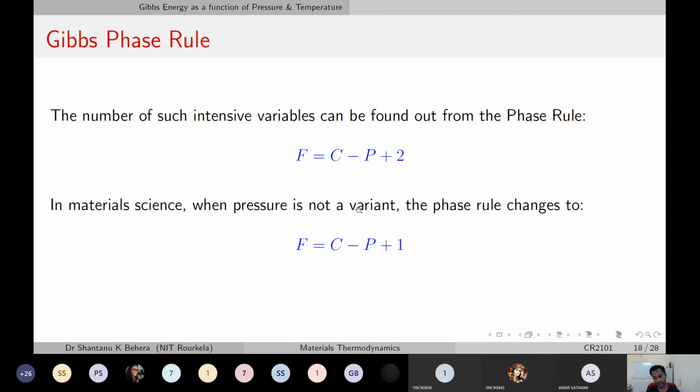And just a little variant from that is, when pressure has no effect on your systems, then it's simply F equals C minus P plus 1. Or you can simply say that F plus P is C plus 2. The number of phases and number of degrees of freedom is equivalent to the number of components you have plus the number of thermodynamic parameters that you can change.